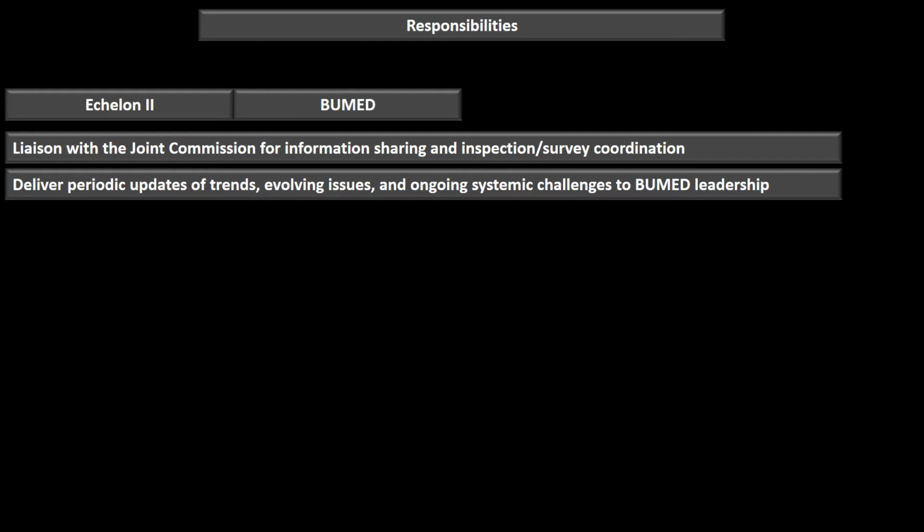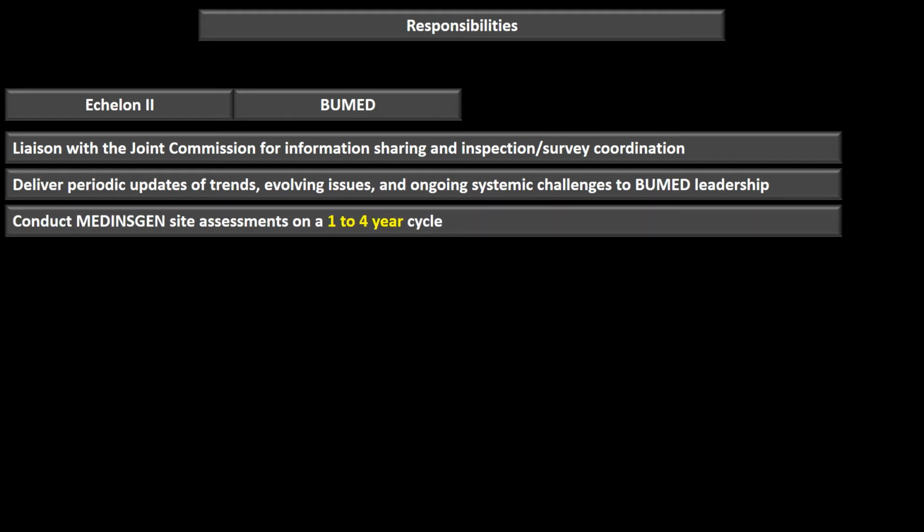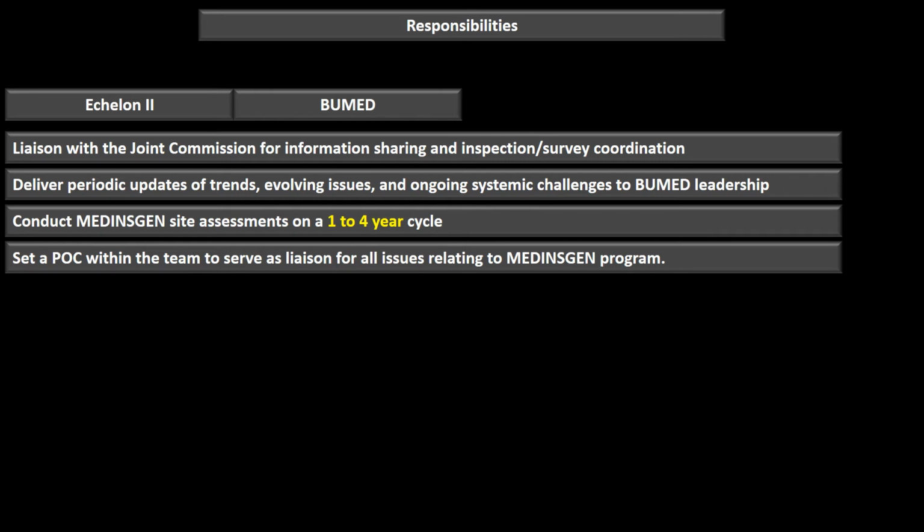All right, so Echelon 2 responsibilities, BUMED responsibilities. They got to liaise with the Joint Commission for information sharing and inspection survey coordination, like we were saying on those previous slides, right? They're going to coordinate with each other, and whenever they're doing an inspection of an MTF or a clinic, they got to coordinate with the Joint Commission. They're going to deliver periodic updates of trends, evolving issues, and ongoing systemic challenges to BUMED leadership. They're going to conduct Med Inspector General site assessments on a 1 to 4 year cycle. So every 1 to 4 years, they're going to come and actually do site assessments. They're going to set a point of contact within the team to serve as a liaison for all issues relating to the Med Inspector General program.